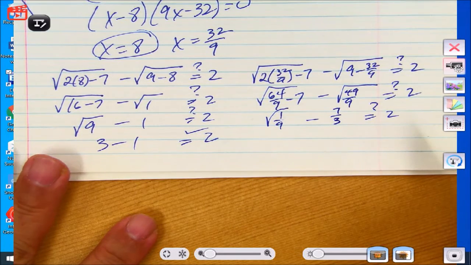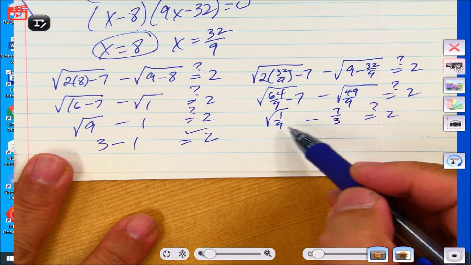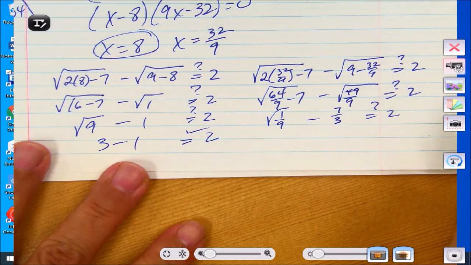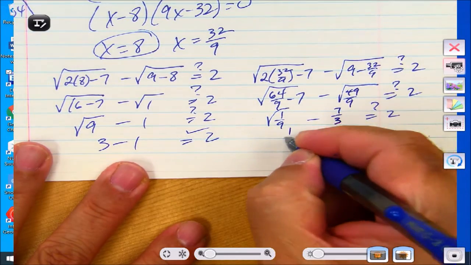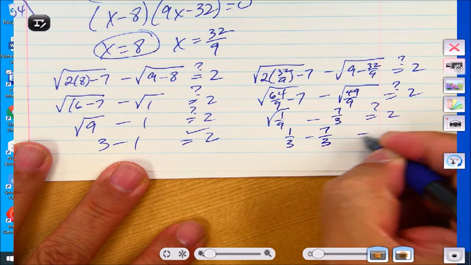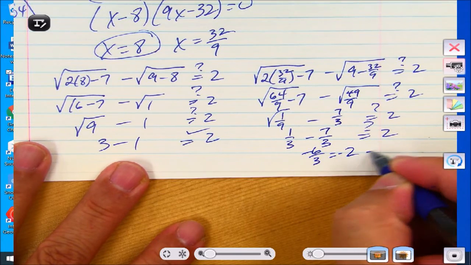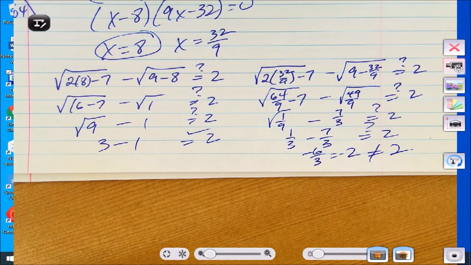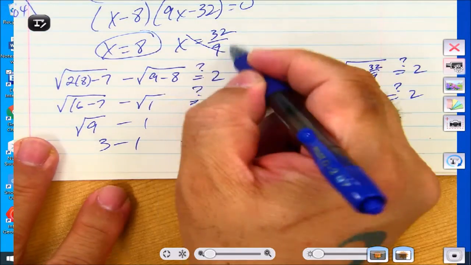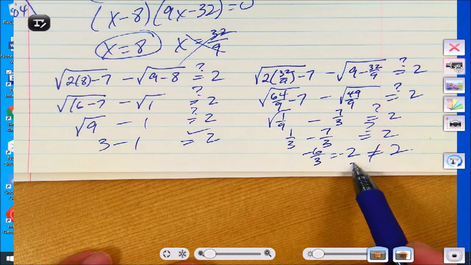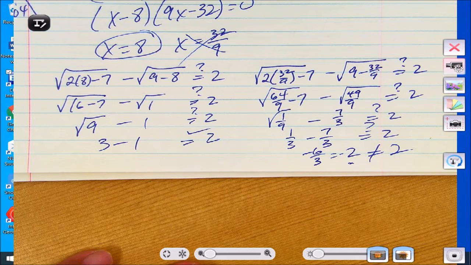64 over 9 minus 7 is 1/9. And what's square root of 1/9? 1/3. So it's 1/3 minus 7/3. Is that equal to 2? No, it's not. So this is negative 6/3, which is negative 2, which is not equal to positive 2. So reject the 32 ninths. This was really close, it's just a negative 2 instead of a positive 2. So just because it's an ugly fraction doesn't mean that it's going to be the one that's rejected.